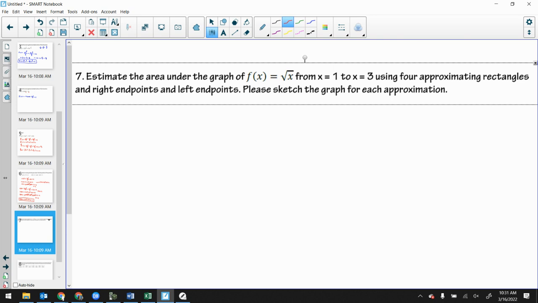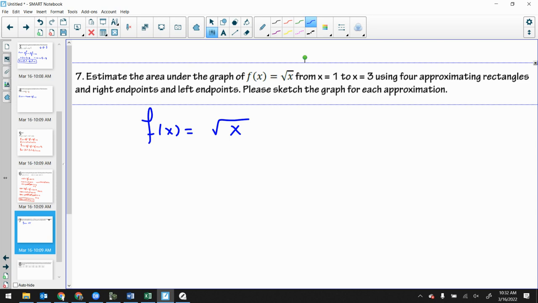Estimate the area under the curve for the graph of f of x equal to the square root of x. That's our function. The function will change. In the notes we looked at x squared. I could give you 1 over x, the square root of x, sine of x, anything you wanted. But the process is going to remain the same.